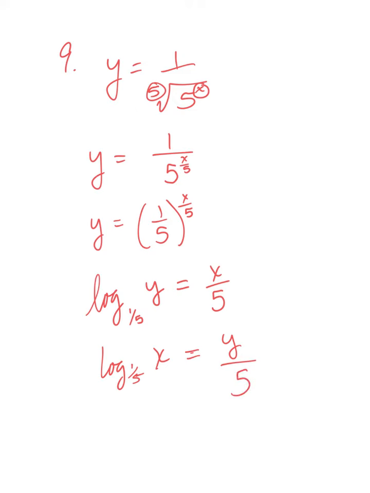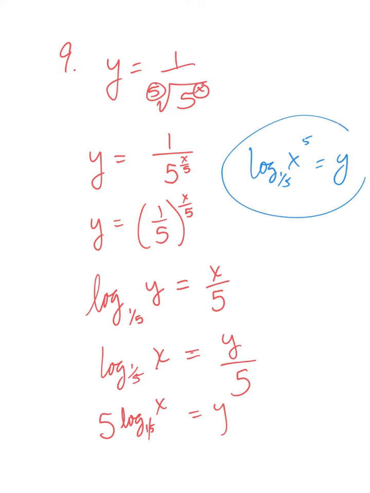Then you can multiply both sides by 5, so you can leave it like this, or you can leave it like this: log base 1/5 of x to the 5th equals y. Either one of those answers is okay with me.